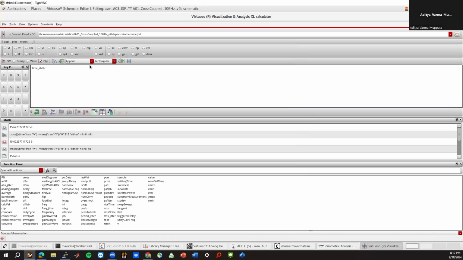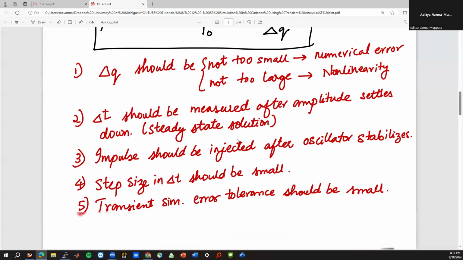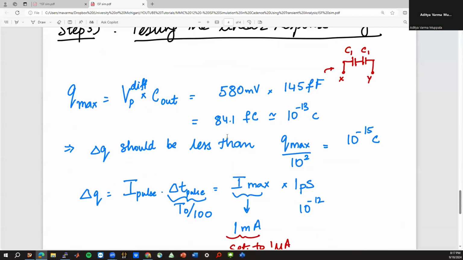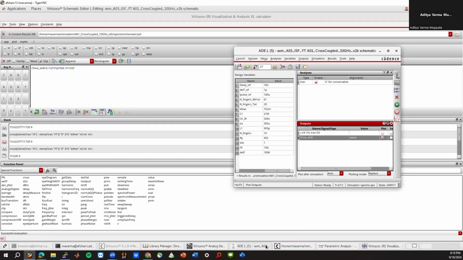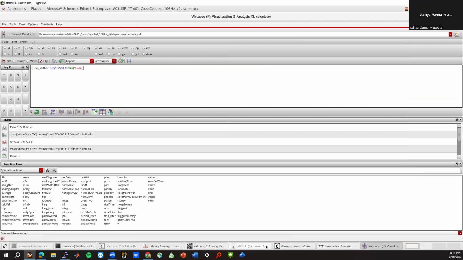So I'll say time shift divided by 0.1 nano, which was the time period. And this whole thing times 2 pi times Q max, which we calculated to be 84 femto coulomb. So I'll say 84.1 femto. And that is divided by delta Q, which we can write in terms of variables. I called it iPulse ISF and del T ISF, right? iPulse ISF, some brackets, times del T ISF. Okay.